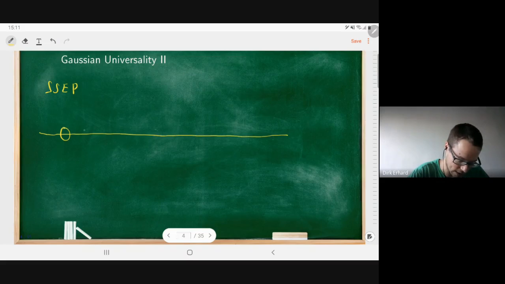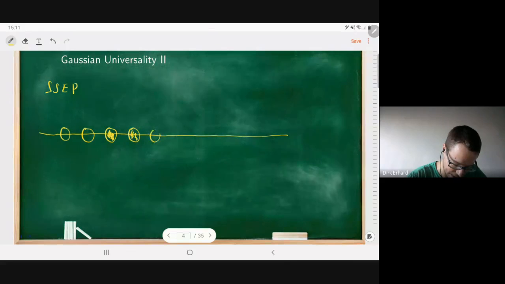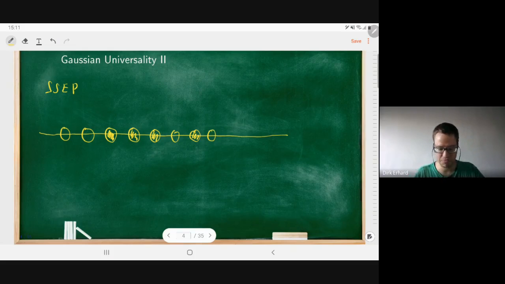Maybe there's no particle here, no particle here, but maybe we have a particle here, for which I draw this kind of half-filled circle. Maybe there's a particle here. Maybe there's also a particle here, but maybe there's no one here. A particle here, no particle here. Yeah. So let's look at these guys. Each of these particles is a simple random walk.